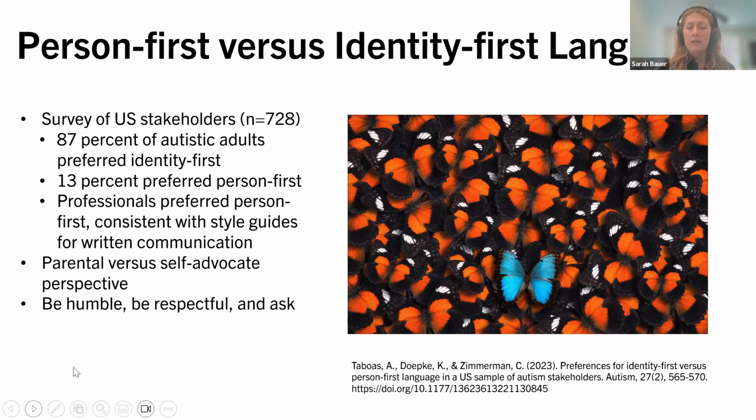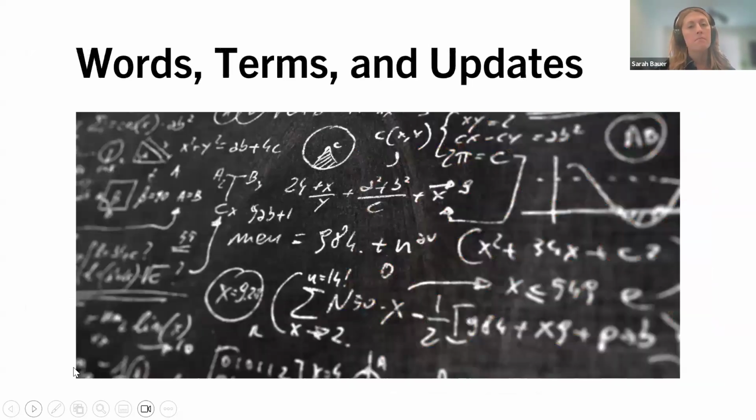Regardless, as a provider, we're interacting with families, and sometimes they might not have that same perspective. So bottom line, it's personal. I think it's important to be humble, to be respectful, and ask if you're not sure. For the purposes of this talk, when I'm speaking of autistic individuals, I'll use identity first. When I'm speaking of children with developmental delays, I'll use the preferred method, which is more person first.